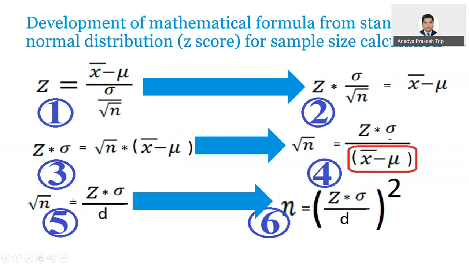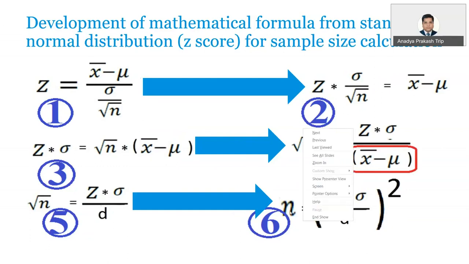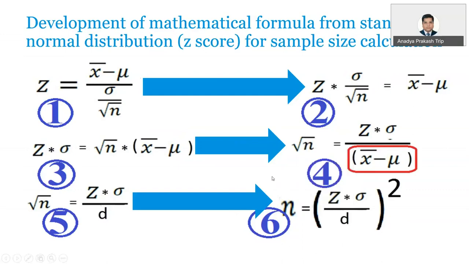Now take the square on both sides. So root n becomes n and this becomes a square. Now here you got the sample size: n equals z into sigma by d, squared. Very easy. For z statistics, there are a couple of more statistics, which are t, chi-square and others.